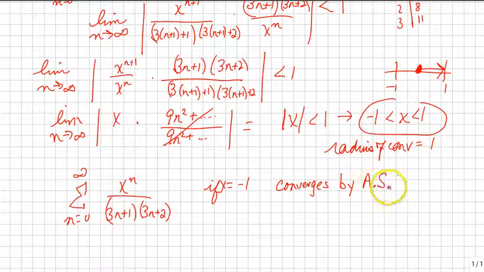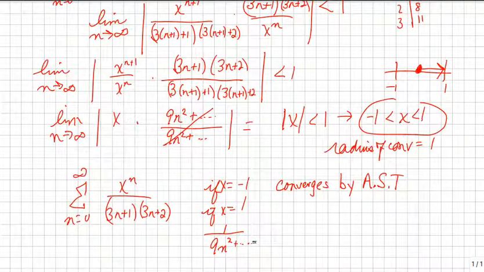Okay, now let's take a look at if x equals 1. If x equals 1, the numerator is always going to equal 1, so you're going to have 1 over, again, 9n squared plus some more. And you can compare this to a p-series. Remember, a p-series will converge if the power on the bottom is 2 or greater. So therefore, it also converges.